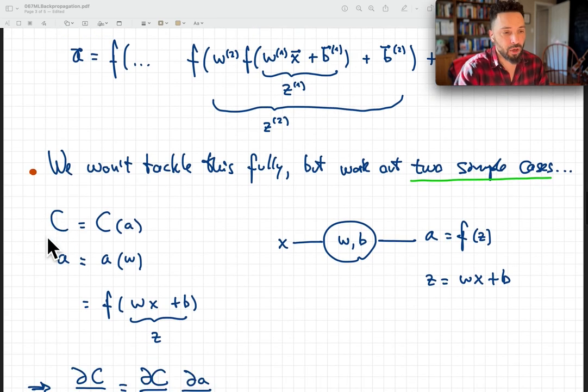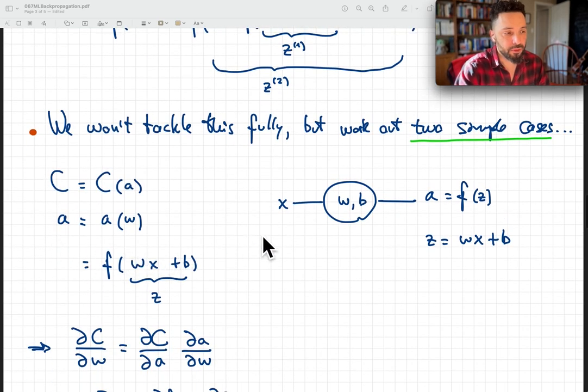So the obvious first case that we want to tackle is the case where the network is this. So there's basically no network. It's just a single neuron. There's an input, there's an output given by this activation function, and our z is as usual wx plus b. So x again is the input, and w and b are the weight and the bias of this one neuron. And so our cost function will be a function of a, of the output. A in turn will be a function of w.